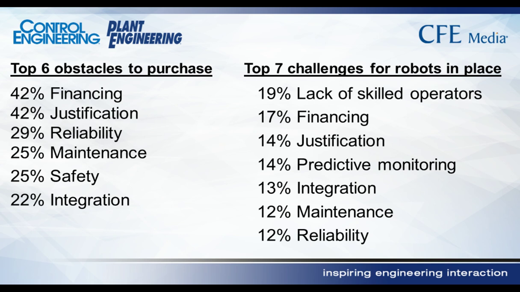So here we show the top obstacles to purchasing a robot, and then the top challenges in place for existing robots. Please note that 5 items on the left are also on the right, if we count the predictive monitoring part of maintenance. So I'm glad that for robots in place, safety is not among the leading challenges. That would be disturbing if people hadn't figured out safety by the time the robots are already in place.